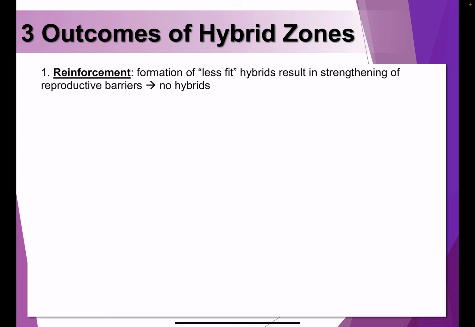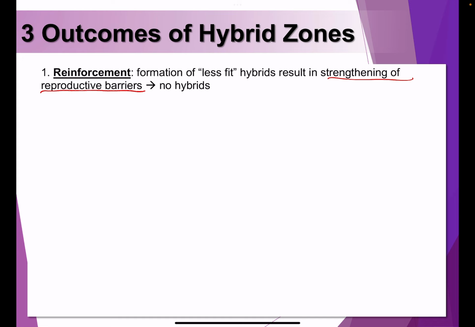All right, let's start with reinforcement. Reinforcement means that the formation of these less fit hybrids results in strengthening of the reproductive barriers. And strengthening is why it's called reinforcement. So no hybrids are formed. Okay, so we already said some hybrids are just fragile, frail, and not very viable and can't survive or reproduce in the environment.